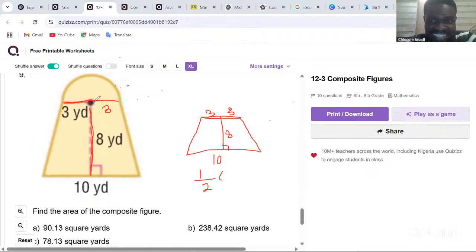Very good. As I said before, when it comes to finding the area of composite shapes, it's not that hard, okay? Remember, you must be able to identify the shape. You must know the area of the shape you've identified, then add up all the areas after you must have found the area of each individual shape.